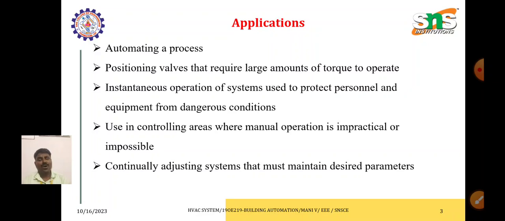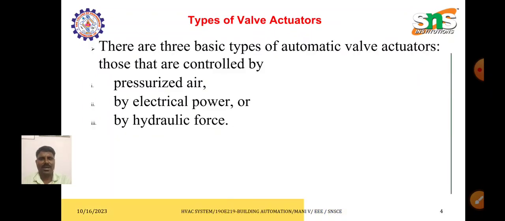where it requires a large amount of torque to operate the valve or actuator, and it is used to protect from dangerous conditions instantaneously. It can be used to control the flow where manual power is not possible, and for continuously adjusting the system to maintain the desired parameters. And these are the applications of valve and actuator.